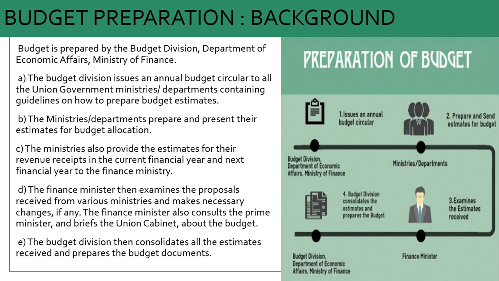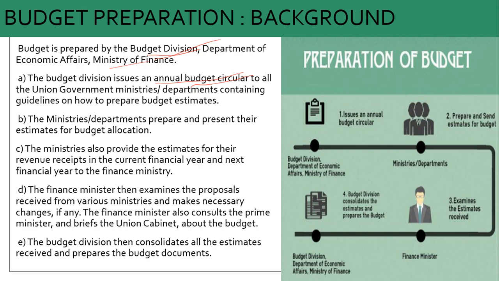Fine. So coming to the background. See, generally the budget is prepared by the budget division. The budget division happens to be under the Department of Economic Affairs, which is under the Ministry of Finance. And what happens is every year, generally it used to happen in October or November, but because of the preponement of the budget, generally in August, the budget division issues an annual budget circular, you can remember it as a form, to each and every ministry, which will contain guidelines on how to prepare budget estimates.